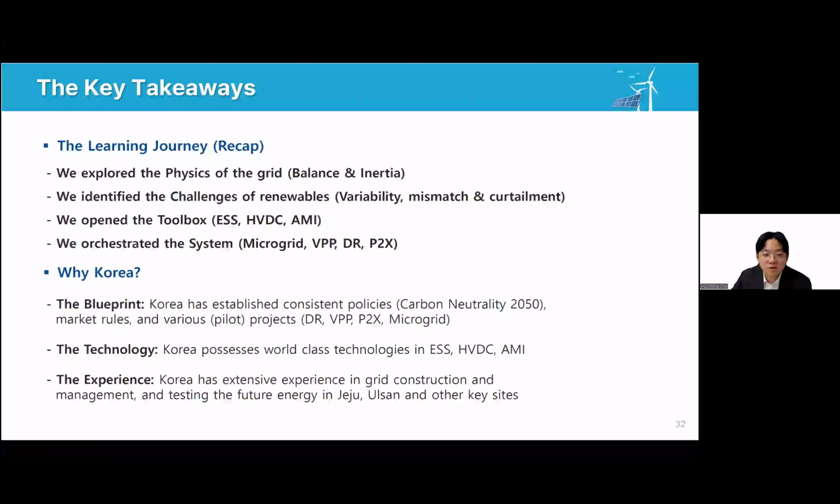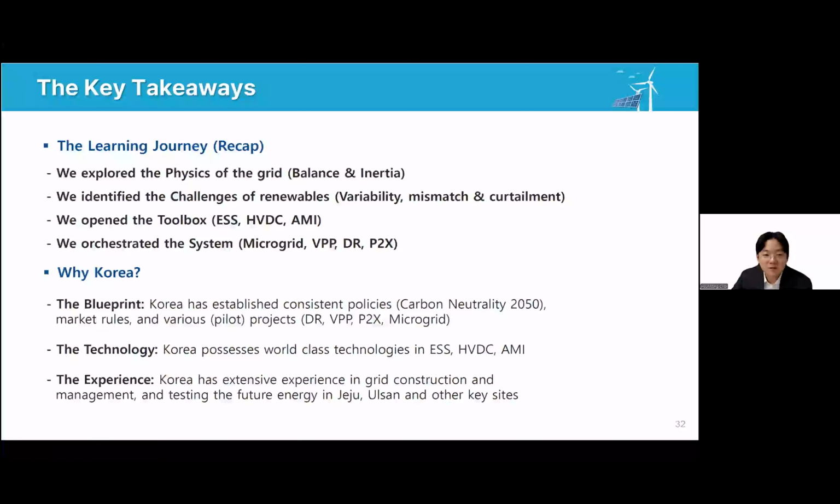So to conclude, you might ask, why look to Korea for this technology? There are several reasons. First, Korea has established a clear blueprint with long-term policies like carbon neutrality 2050 to realize these technologies. Moreover, we possess world-class technological capabilities in ESS, HVDC, and AMI. Finally, we have extensive experience managing and testing these future energy systems in sites like Jeju and Ulsan.